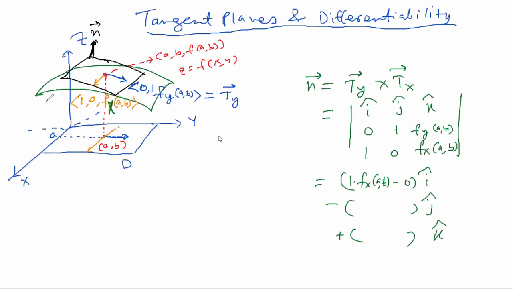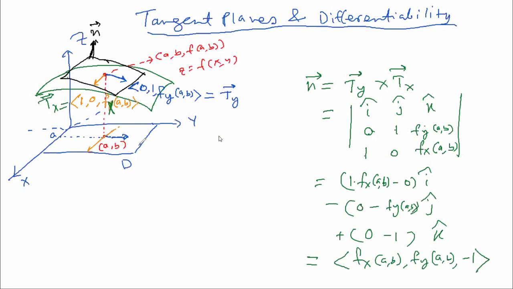Because I'm writing it as t_x. Thank you. Now if you do j, get rid of the second column and first row. So this times this minus this times this. So 0 minus f_y. Now for the first row and third column, it's 0 times 0 minus 1 times 1. So to write it as a vector, it is just the partial derivative with respect to x at a, b, and the partial derivative with respect to y at a, b, and this is negative 1. So that's the normal vector to the tangent plane.